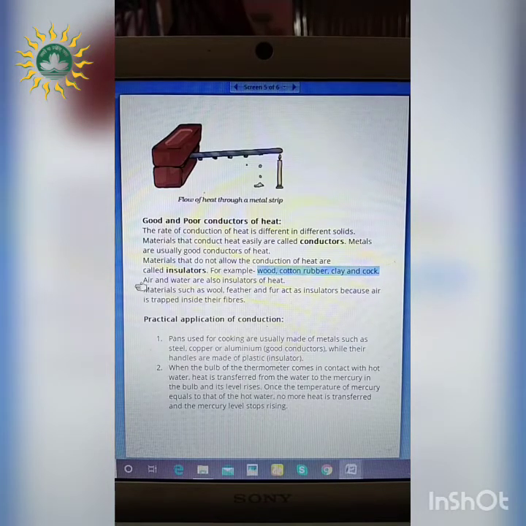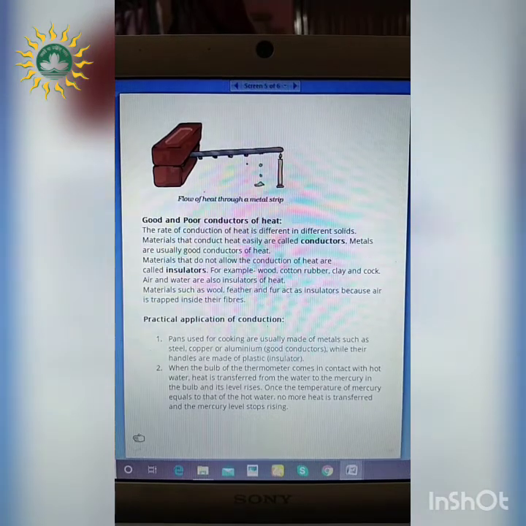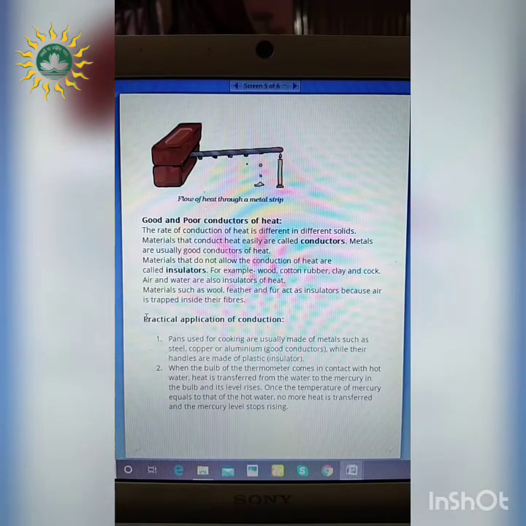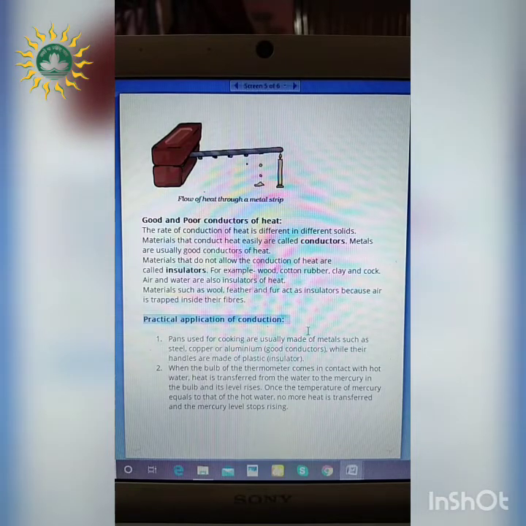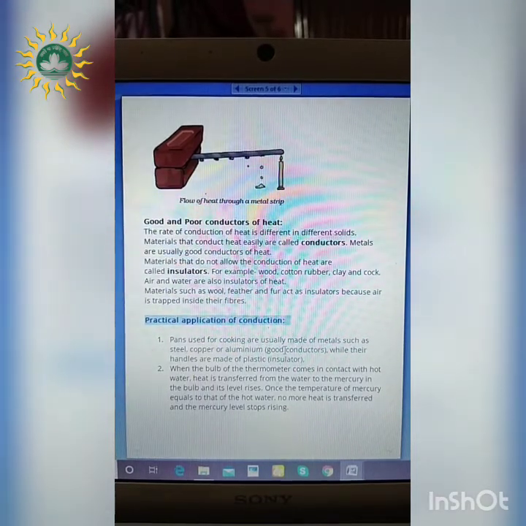Air and water are also insulators of heat. And materials such as wool, feather and fur act as insulators because air is trapped inside their fibers. As air is trapped, and we have read that air is an insulator, these materials are also insulators of heat. So next we'll move on to the practical applications of conduction. There are many examples which are present. We will move on to some of the examples.